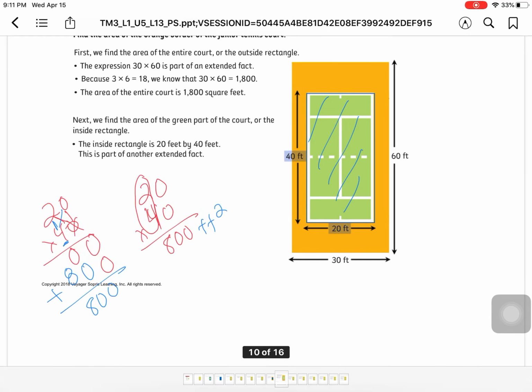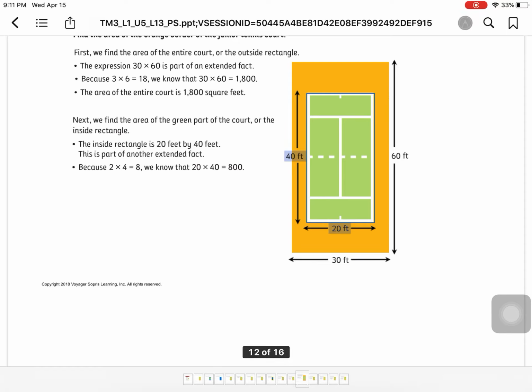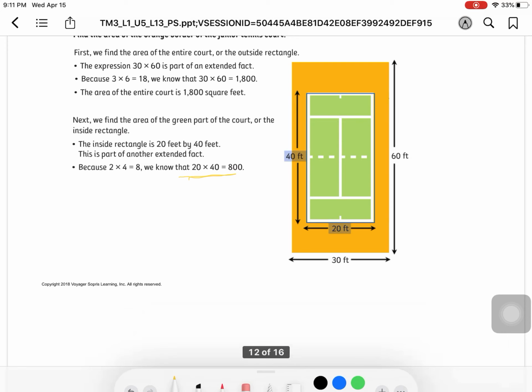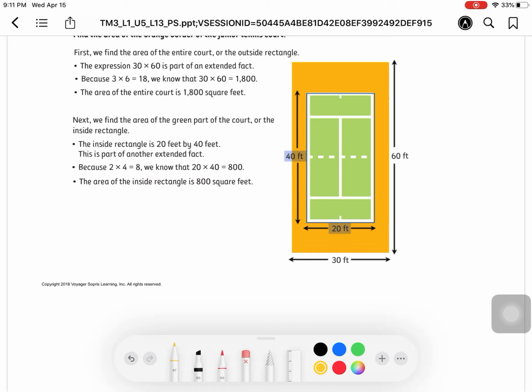Now we have both pieces of information we need, and this is again saying 20 times 40 and walking us through right here. You can see what we did. 20 times 40 was 800. So now we know the outside and we know the inside. Remember, the outside of the court was 1,800 and we know the inside is 800.